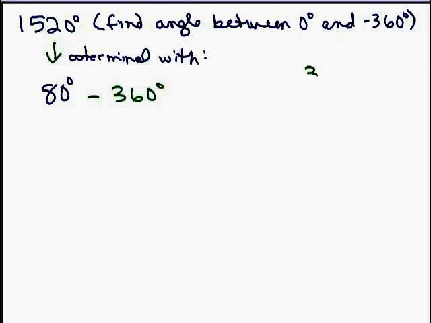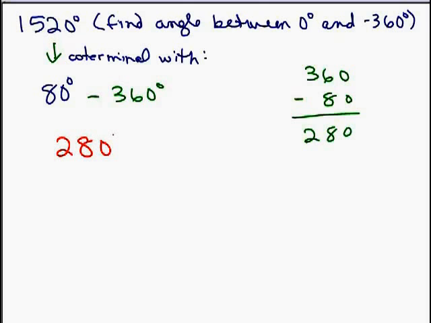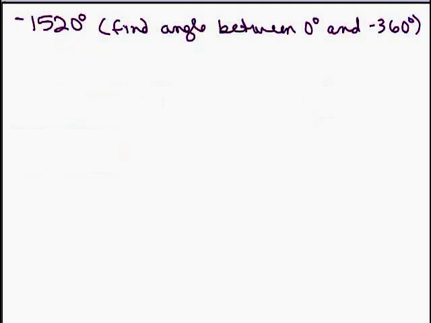We know it's coterminal with 80, but we're trying to get a negative number, so all we do is subtract 360 degrees from that. To do that, you really are just doing 360 minus 80 and putting in your negative sign. So my answer will be negative 280 degrees, right? There we go. We found an angle between 0 and negative 360 degrees that was coterminal with 1520 degrees.